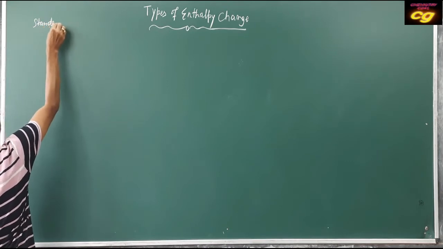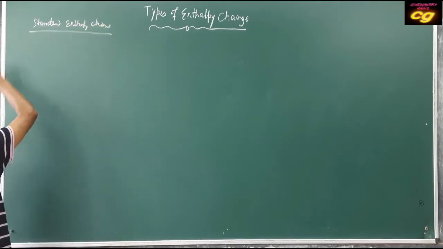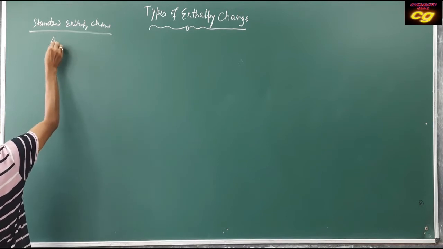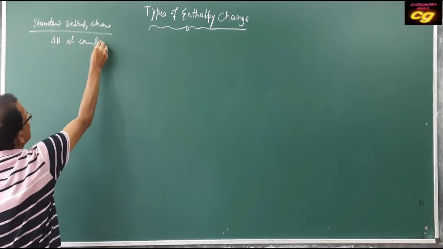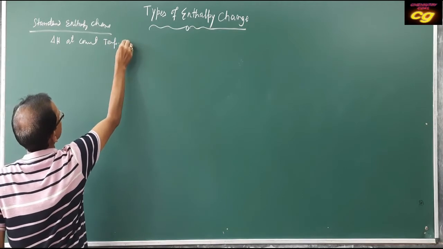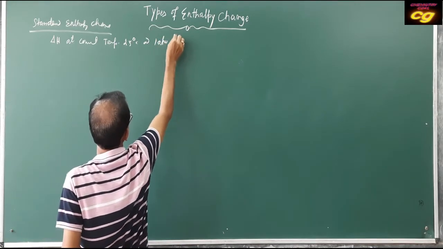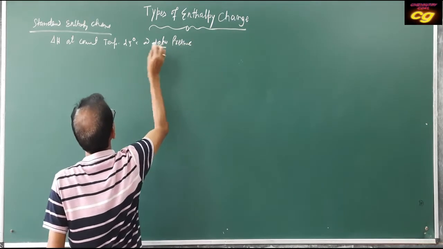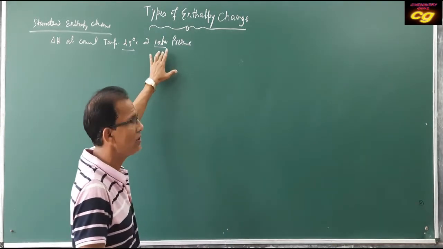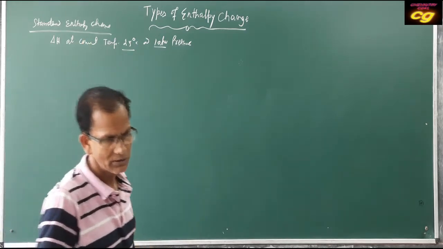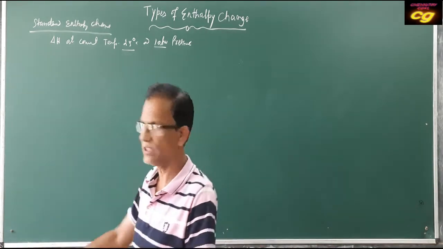Standard enthalpy change means the condition is enthalpy change at constant temperature. Temperature is 25 degrees Celsius and 1 atm pressure. This is the condition. When it is measured at 25 degrees Celsius and 1 atm pressure, this enthalpy change is called what? Standard enthalpy change. Generally it is measured in a calorimeter, a bomb calorimeter, to measure the enthalpy change.